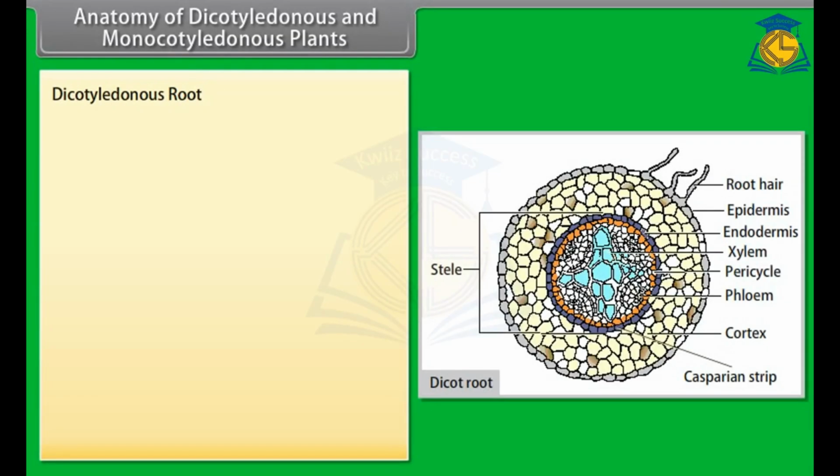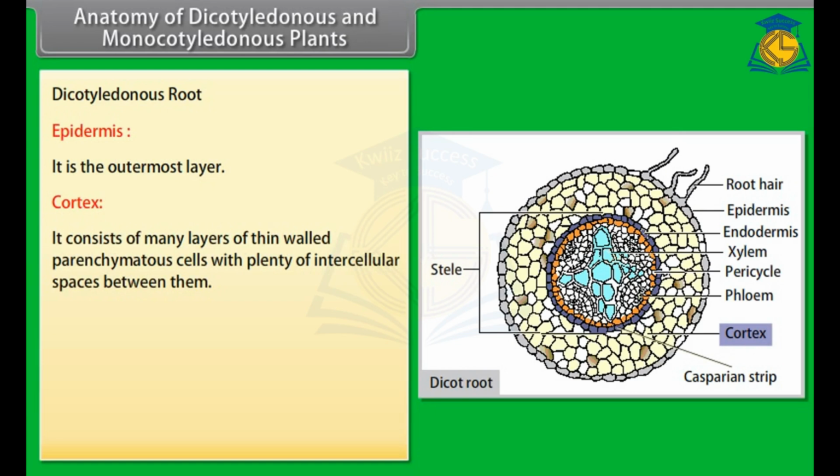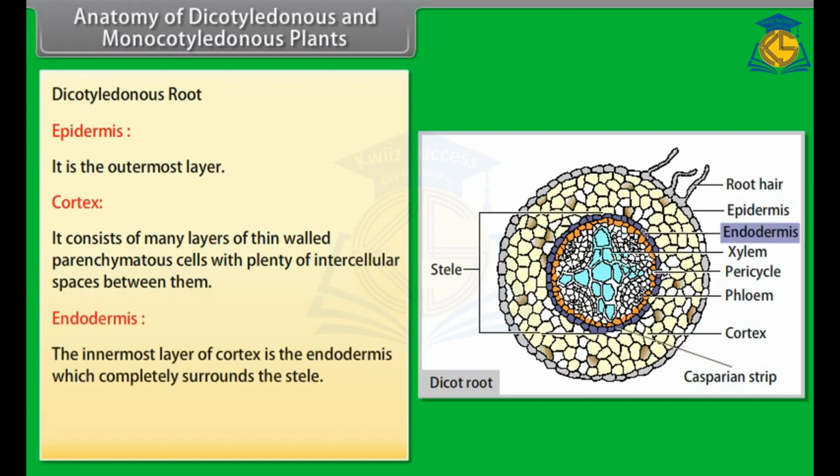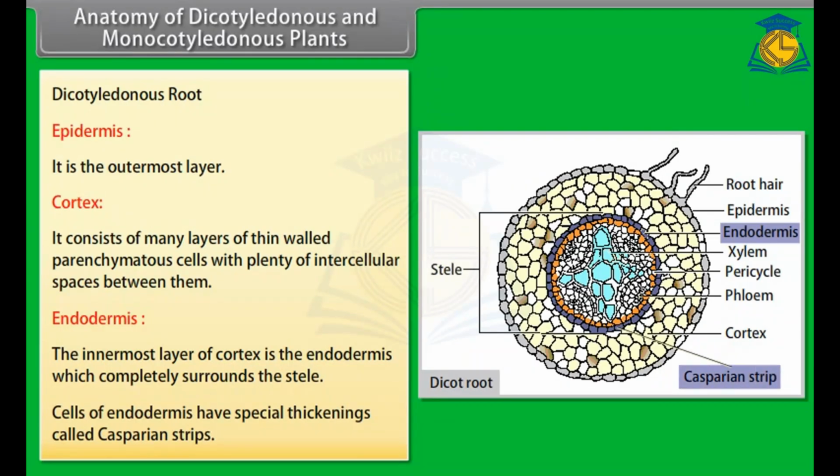Anatomy of dicotyledonous and monocotyledonous plants. Dicotyledonous root. Epidermis. It is the outermost layer. Cortex. It consists of many layers of thin-walled parenchymatous cells with plenty of intercellular spaces between them. Endodermis. The innermost layer of the cortex is the endodermis, which completely surrounds the stele. Cells of the endodermis have special thickenings called Casparian strips.